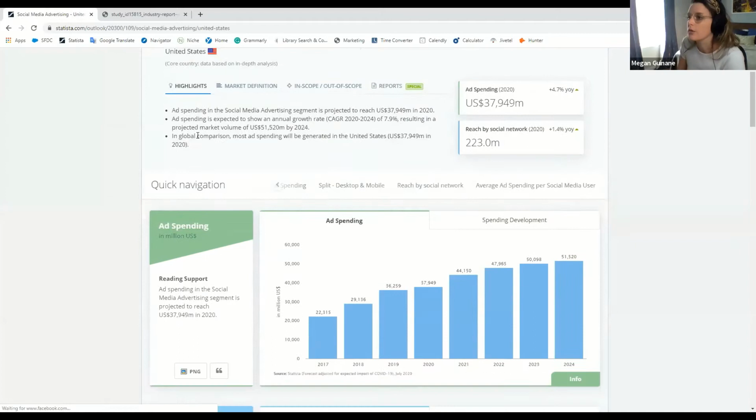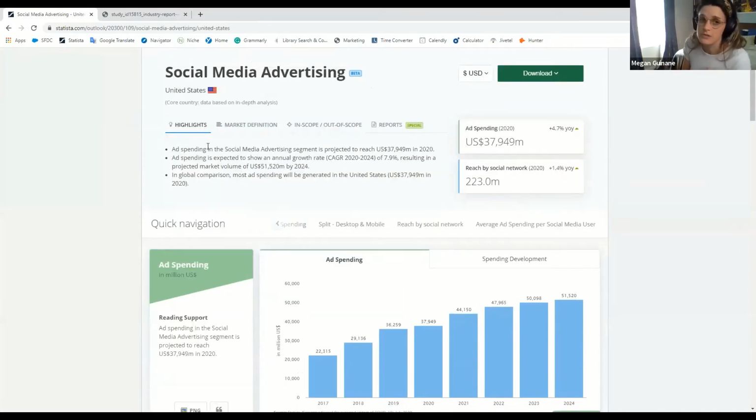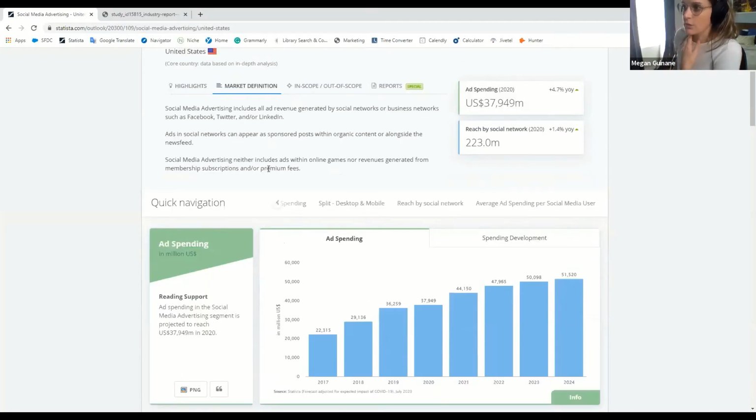So here are quick highlights of what's going on with social media advertising. Ad spending in the social media advertising segment is projected to reach $37,949 million in 2020. Ad spending is expected to show an annual growth rate of 7.9%. Market definition. So what are we talking about when it's social media advertising?